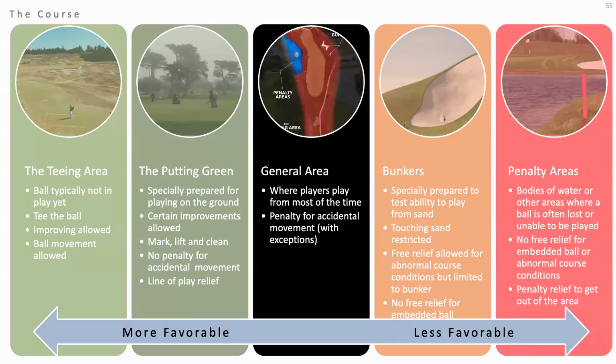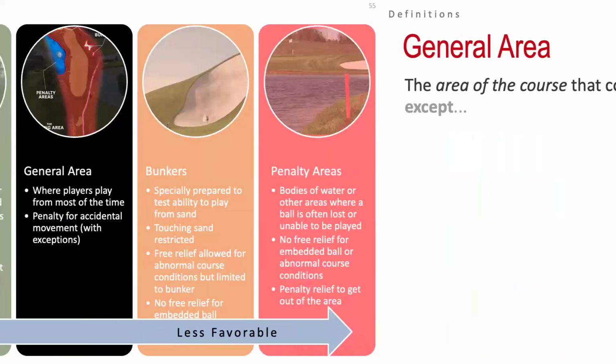All right, so we're kind of in the middle now, right? The general area is what we're going to get to next, and that's where players generally play from. We will see that there are some penalties for accidental movement. And like always, the rules like to give us some exceptions. So we'll jump right into that.